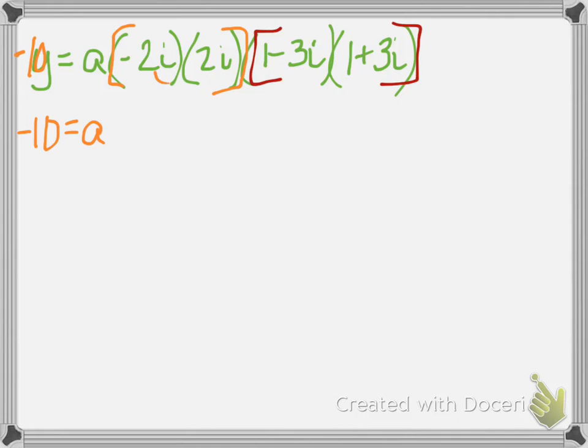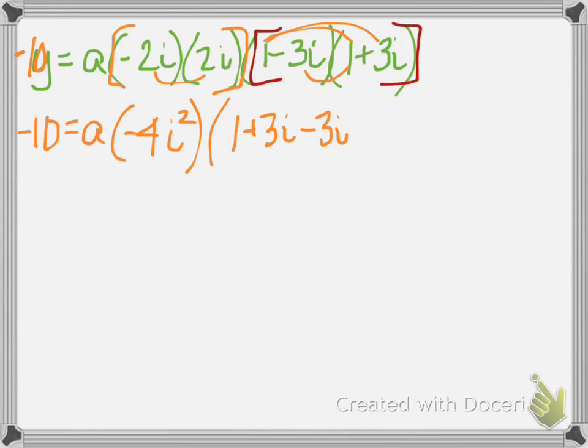And then these I can just multiply. Negative 2 and negative 2 is negative 4. I times I is I squared. And here I'm just going to FOIL these. So I have 1 times 1 is 1. 1 times 3i is 3i. Negative 3i times 1 is negative 3i. And negative 3 times negative 3i is negative 9i squared.